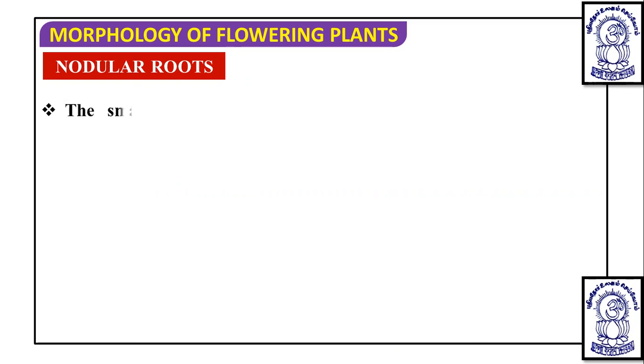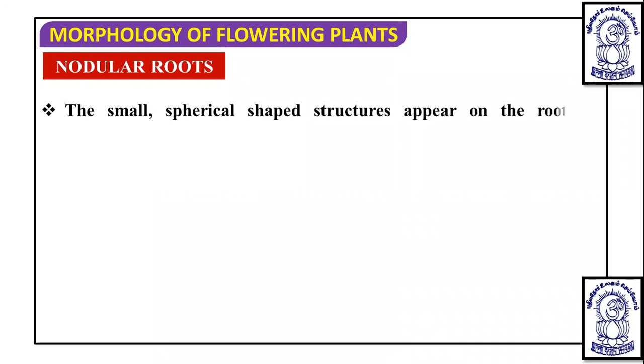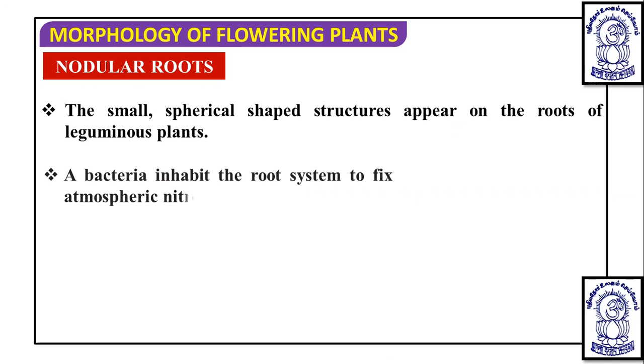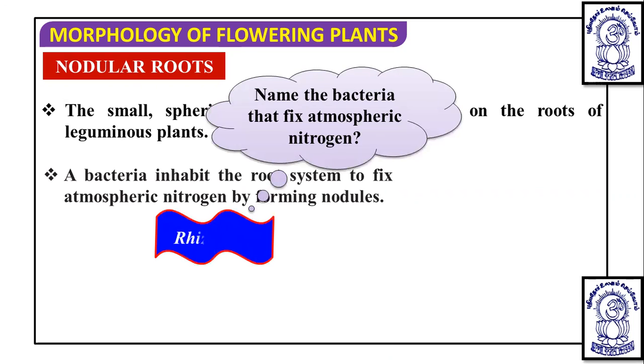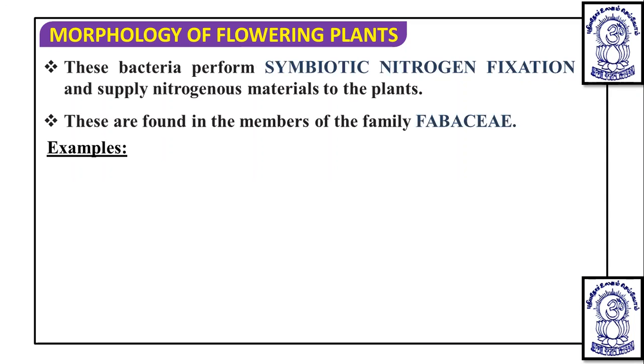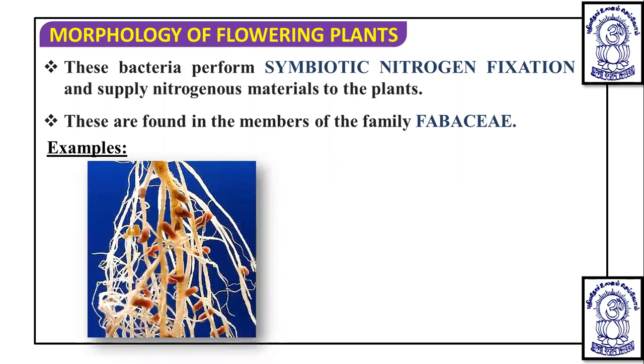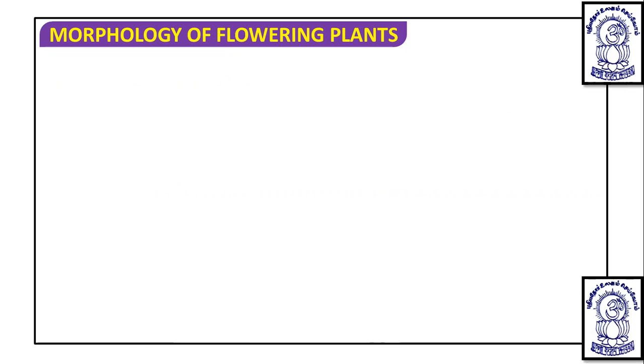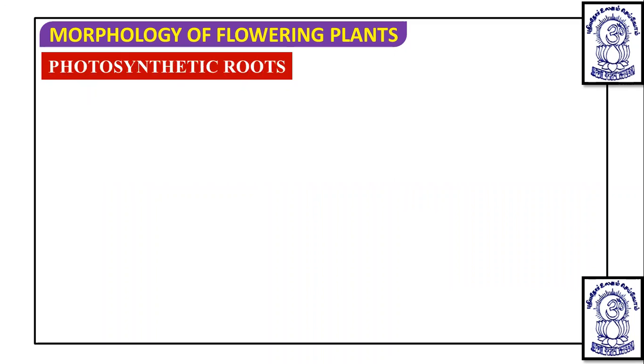Apart from this, the next root which we are going to discuss is the nodular root, which we have discussed. Small spherical shaped structures appear on the roots of leguminous plants. The bacteria inhabit the root system to fix atmospheric nitrogen by forming a nodule. So we have discussed this nodulated root, and that is carried out by Rhizobium nodule formation. And this Rhizobium shows symbiotic nitrogen fixation, and that is found in the members of family Fabaceae, which we have also discussed in detail. The nodulated root is a taproot modification.